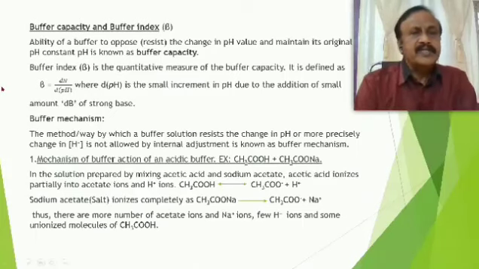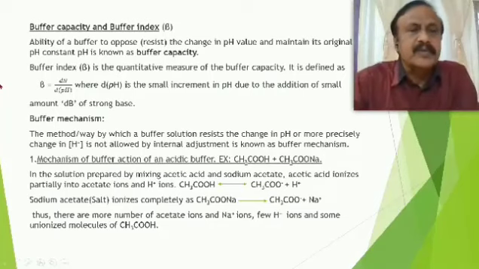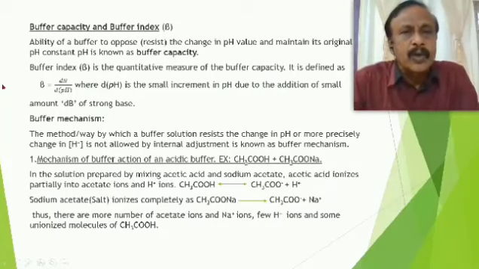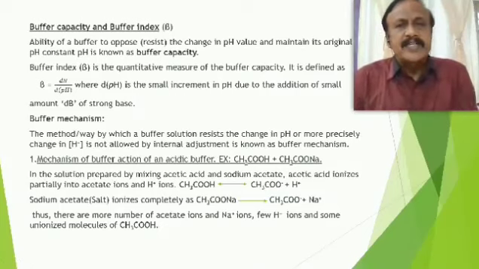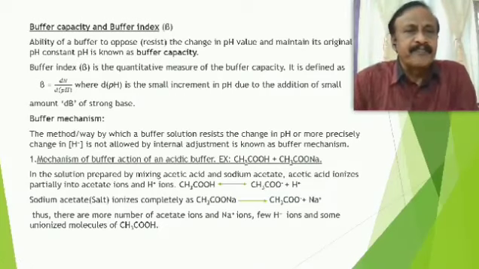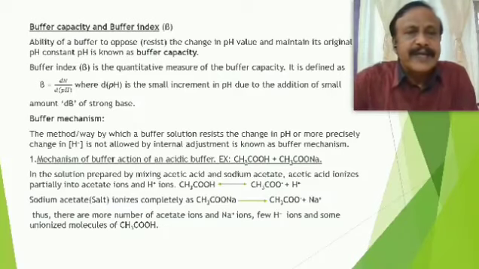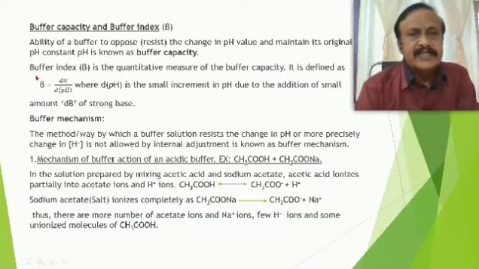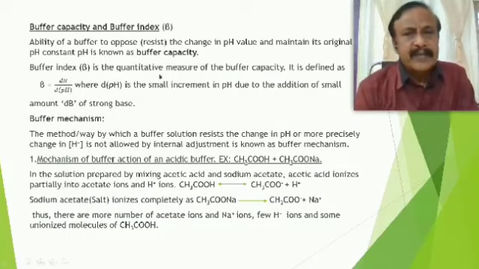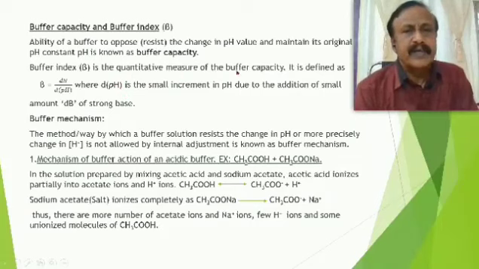Friends, we have discussed what is a buffer solution. A buffer solution is one which does not allow change in its pH value when we add a small quantity of an acid or a base into it. Now the capacity of a buffer to oppose the change in pH value and maintain its original pH constant is known as buffer capacity. Now next is, what is buffer index? Buffer index is a measure of the buffer capacity. Buffer index is a quantitative measure of the buffer capacity.